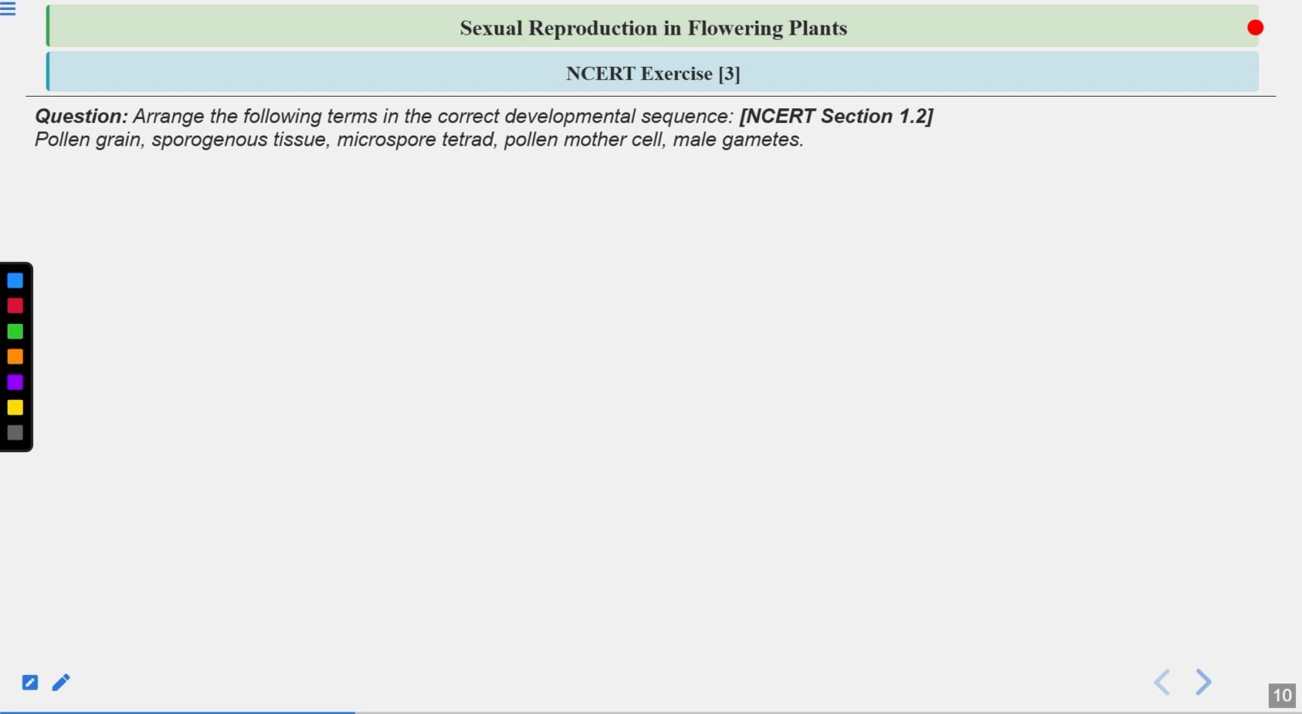So this was the question. Arrange the following terms in the correct developmental sequence. Which part will you keep first? Okay, let us see the correct answer. The correct developmental sequence is as follows.